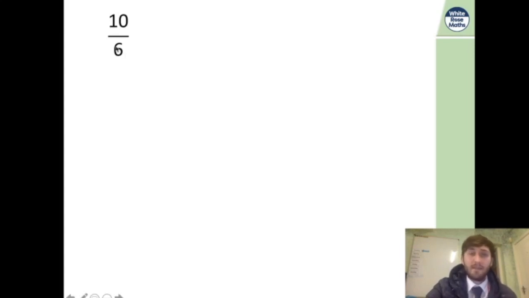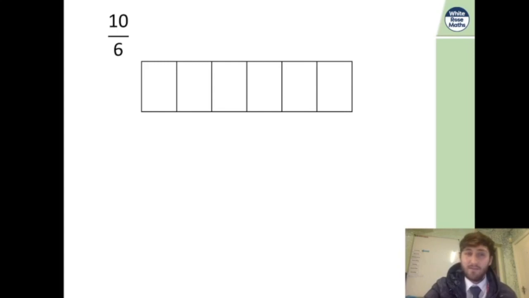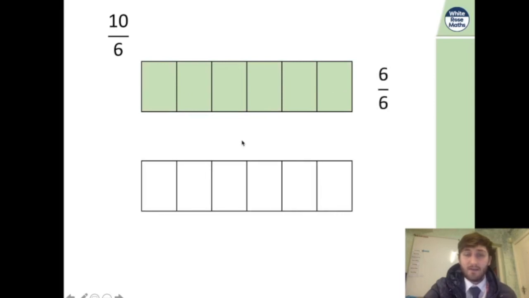Now this time, it's not going to be as easy. So now I've got 10 sixths. So how many 6s go into 10? Well, it's not as easy as they were last time. So let's show this represented. I've got my bar model split up into 6 equal parts. I'm going to shade in 6. And I'm going to have another one, but this time I am only going to add on 4 more, because that would equal 10 sixths. So I've got 6, add 4 equals 10. So I've got 1 whole and 4 sixths.